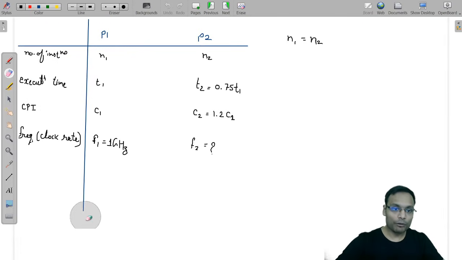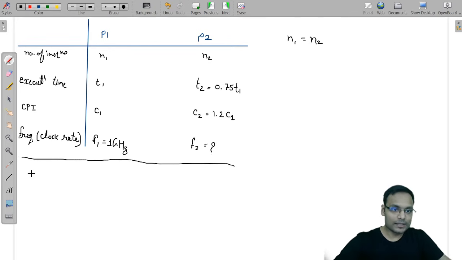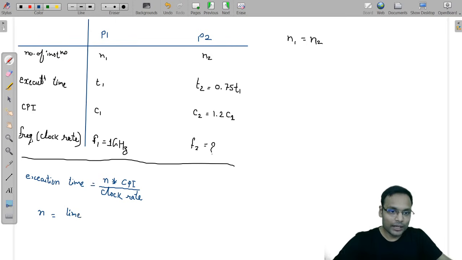So I am having the formula like this, that execution time is equal to n number of instructions into CPI divided by clock rate. Can you calculate the value of n from here? What is the number of instructions from here, which is execution time into clock rate divided by CPI?